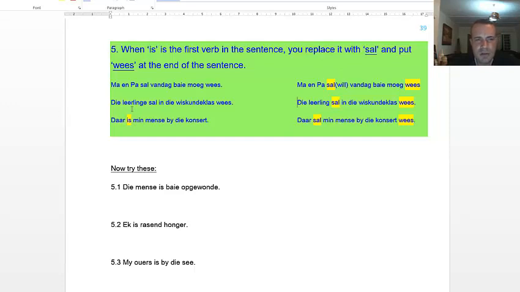Daar is min mense by die konsert. There are very few people at the concert. Okay, there's your is. You don't change it to was because this is not past tense. Don't do the first thing that pops into your head. Okay, so sal and then wees at the end. So just be careful which tense you're working with. Alright, happy days. Let's go on.